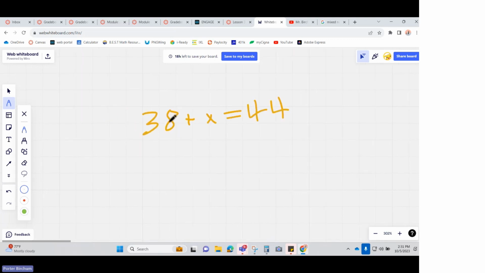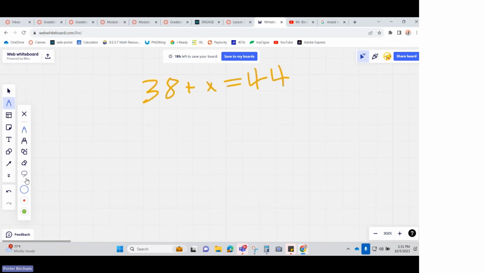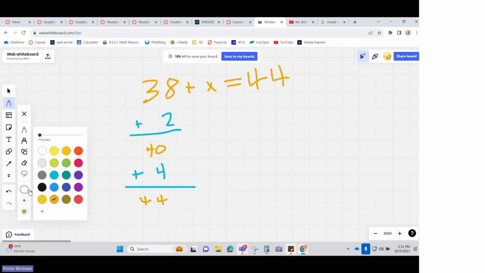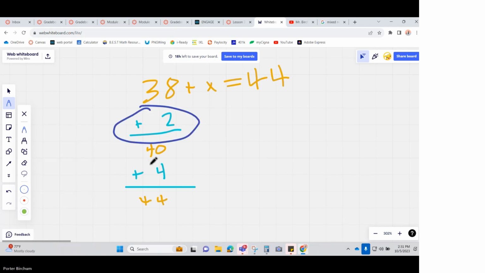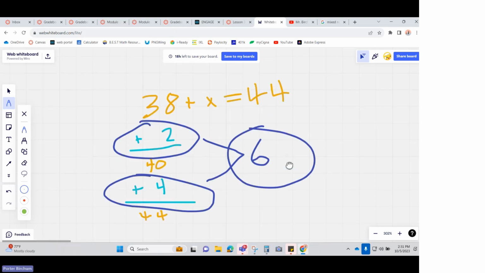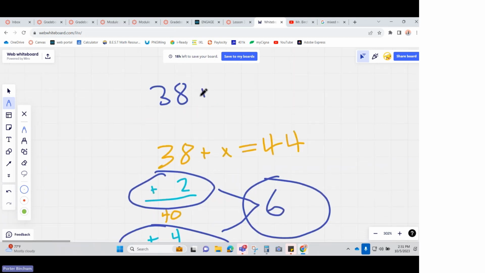So I'm starting at 38, going to 44. How many books do I need? So let me add up to 40. If I go 2 books more, then I'm at 40 books. And then I add 4 books to that, then I'm at my 44. So altogether I added 2 and 4, which is 6. 6 books. Let's just see if that number sentence is true.